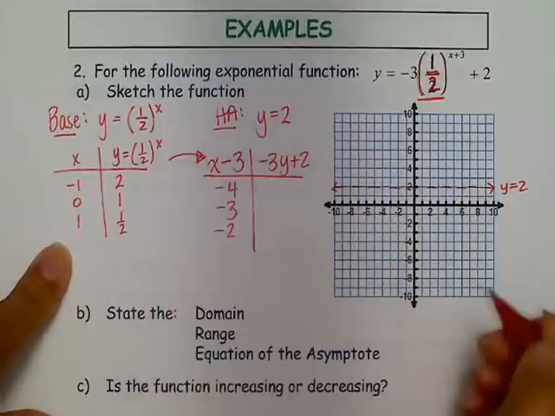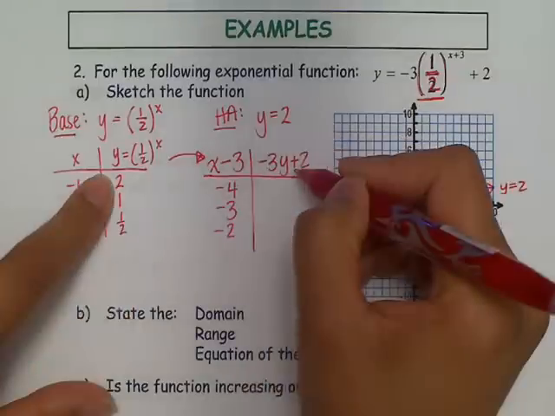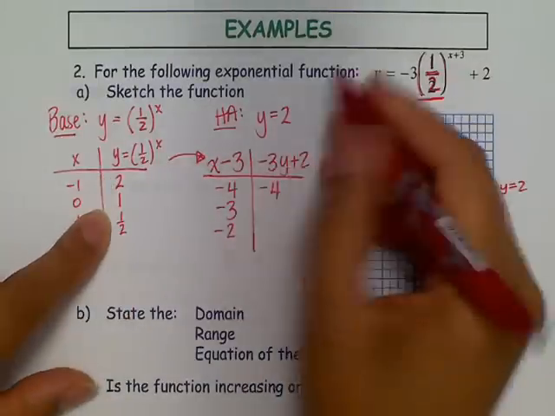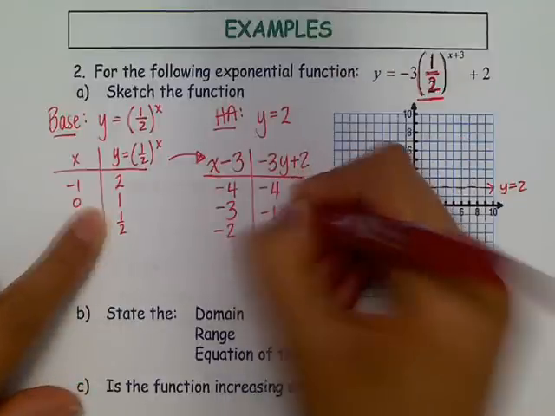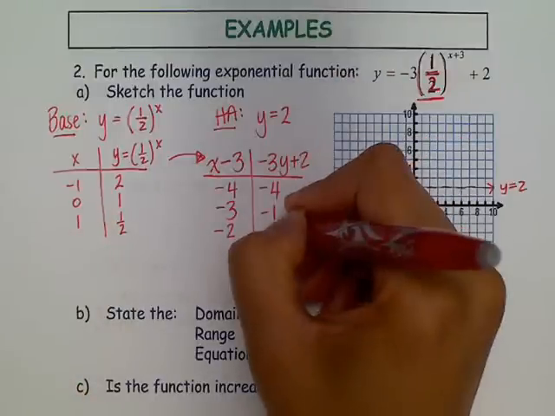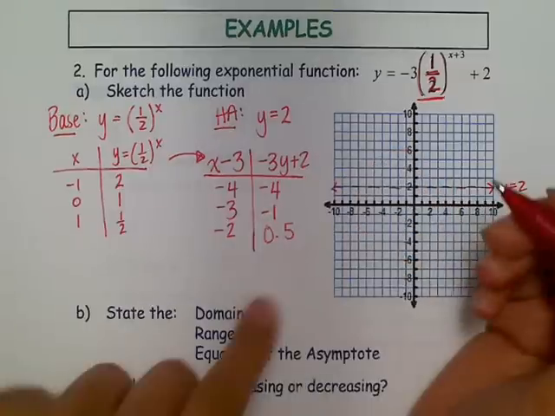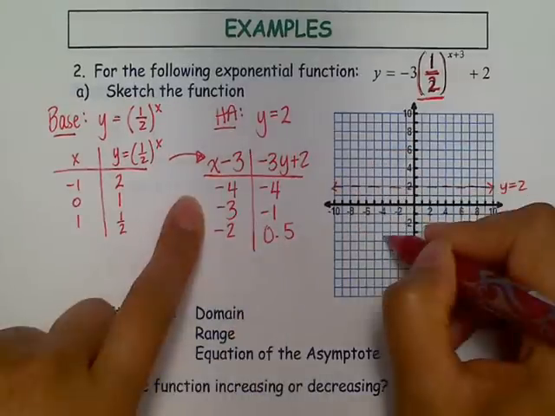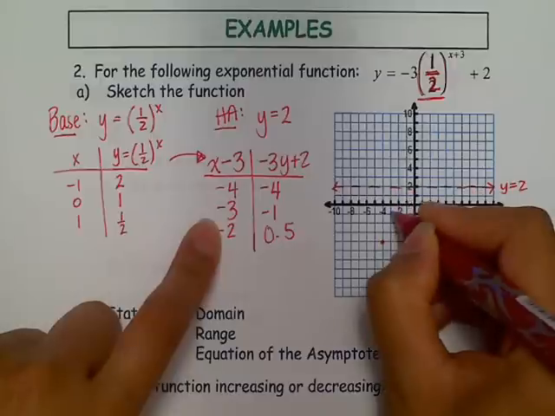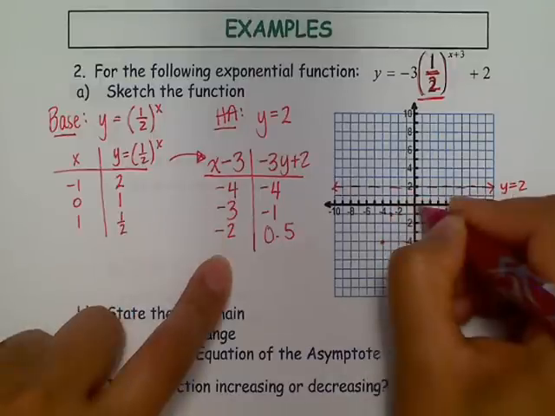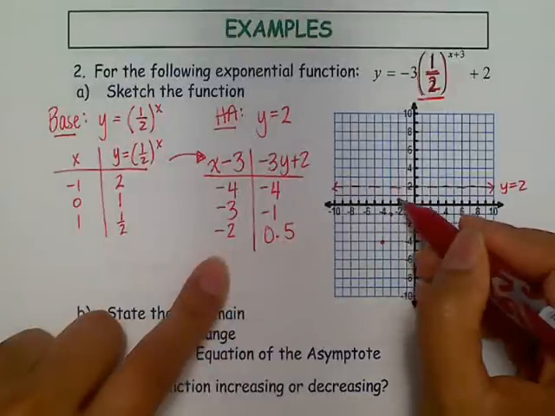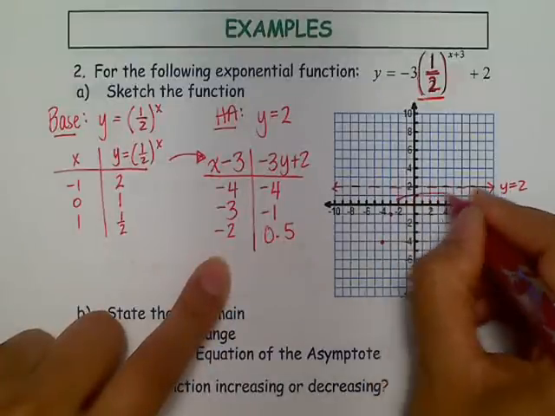So -1 minus 3 is -4, 0 minus 3 is -3, 1 minus 3 is -2. And then -3 times 2 is -6 plus 2 is -4. -3 times 1 is -3 plus 2 is -1. And -3 times 1/2 is -1.5 plus 2 is 0.5. And then I can plot these points, and if my points don't appear below the asymptote, then I must have done something wrong. But if they do, then most likely your work is correct.